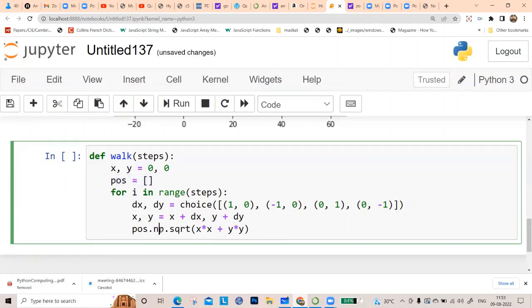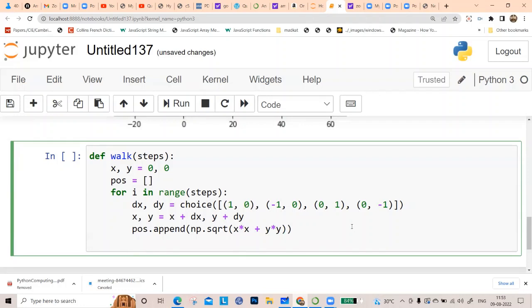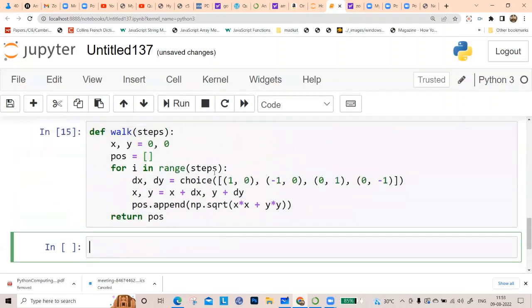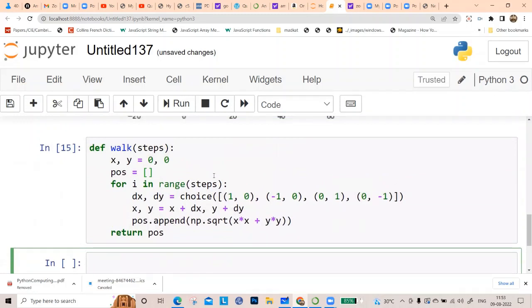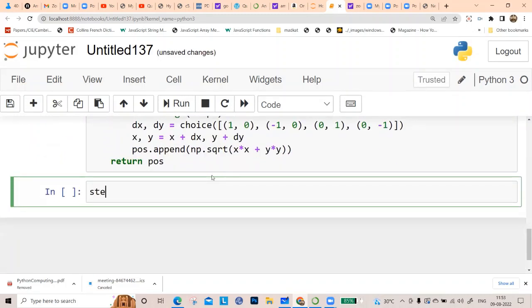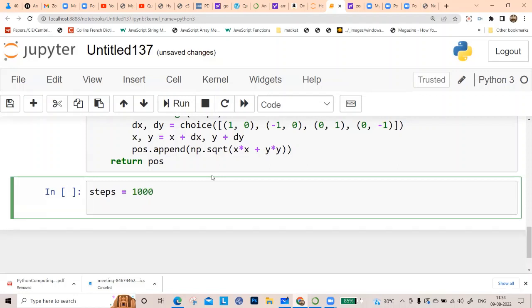Now I want to append this to POS. POS is the empty list where I keep track of all those positions. POS.append inside that. Okay, so my walk is done. Now, since this is a Python function, I'll return the POS position list. Let me run it and check whether it is okay. Well, it is okay, no mistake. Now I can write steps, say 1,000. This is for one walk.